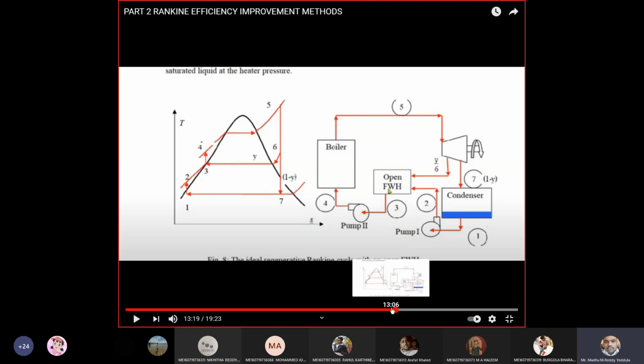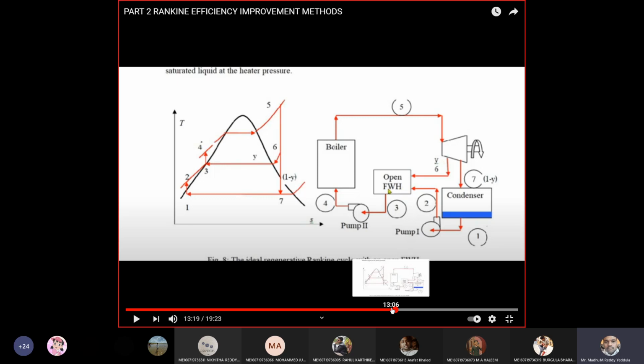In regeneration, we have two types, direct and indirect. That is open type and closed type. In open type feed water heater, directly the exit steam from the turbine is mixing with the condensed liquid. There will be physical contact between the steam leaving from the turbine and the liquid we are using for the condensing purpose. That is the open type regeneration.